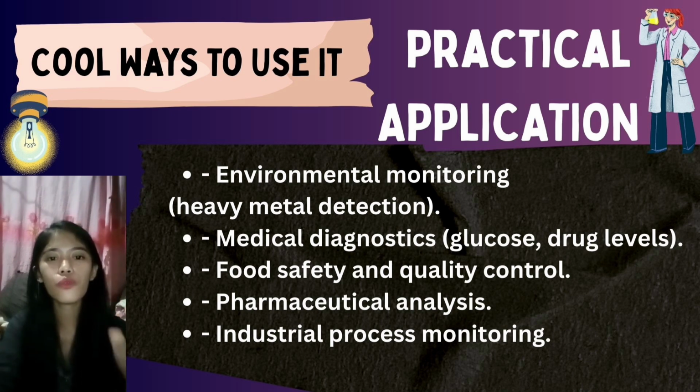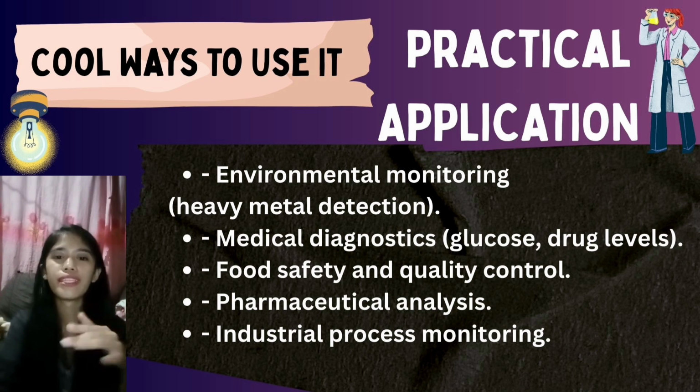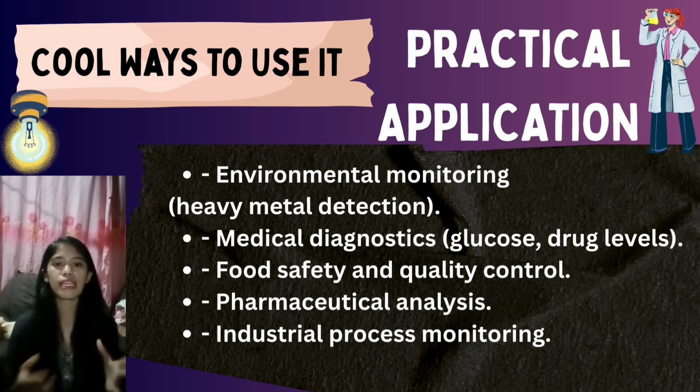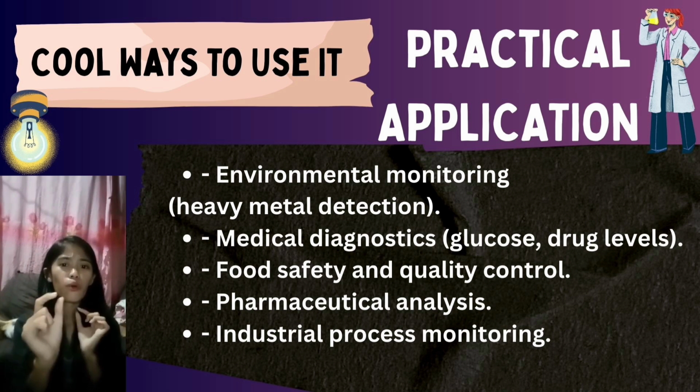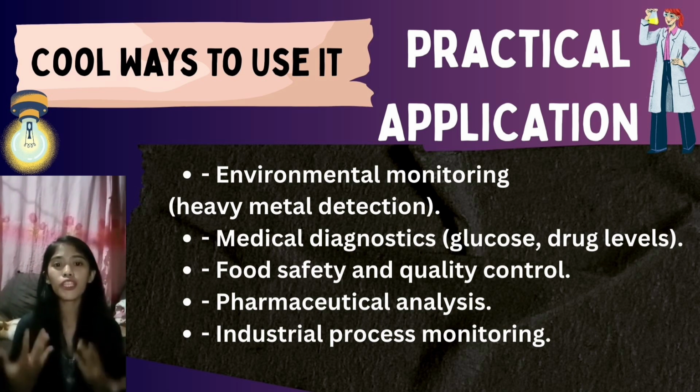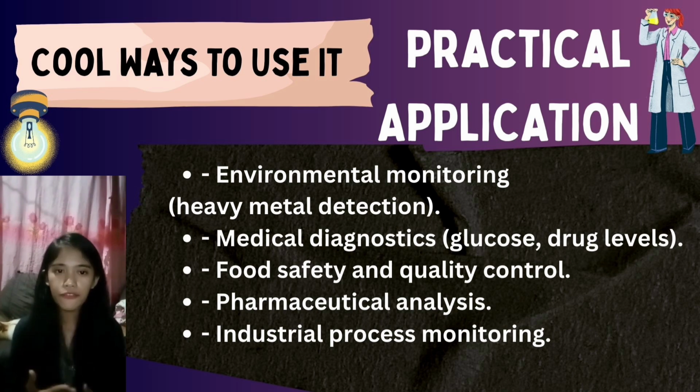So scientists use voltammetry to check for pollution in our water and soil. For example, it can detect tiny amounts of harmful heavy metals like lead or mercury. These metals can be very dangerous even in small quantities. So voltammetry helps us make sure our drinking water is safe. It also helps find pollution sources and clean up our environment.